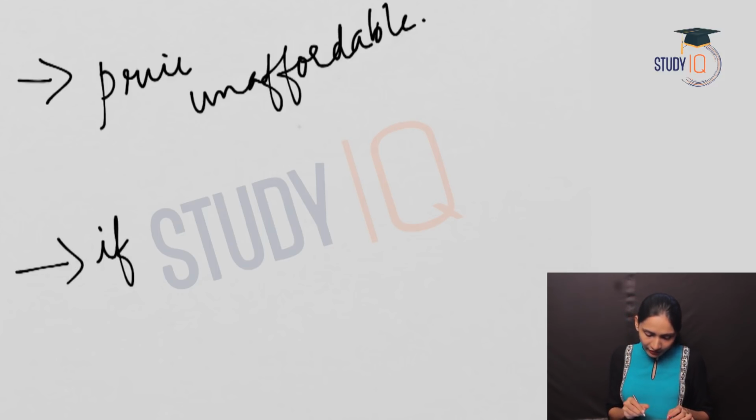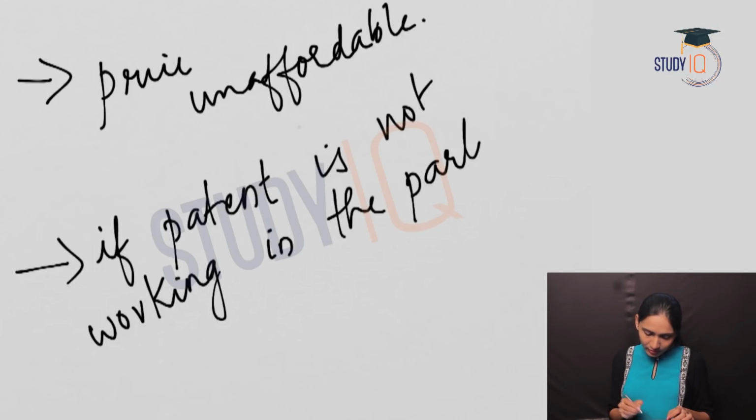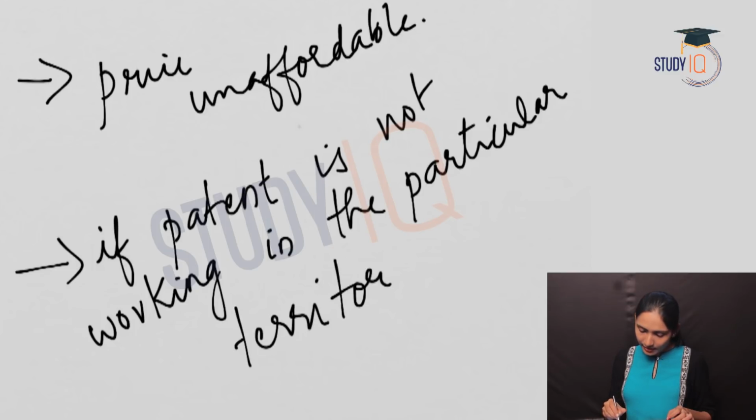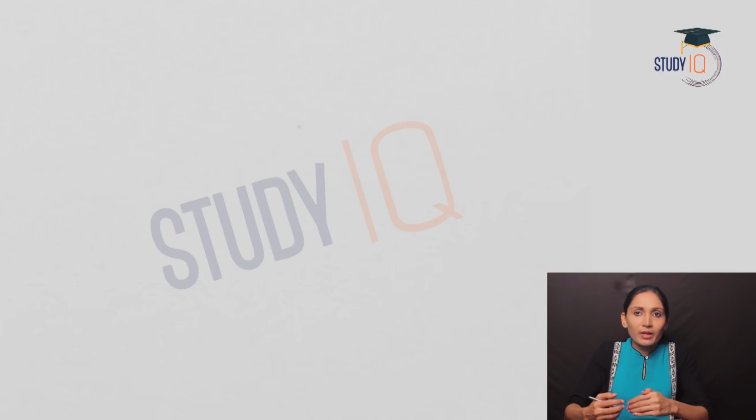So the third condition is if the patent is not working in the particular territory. So these are the three conditions under which the government can issue a compulsory licensing to the patent holder. The first one being if reasonable requirement of the public is not met by the patented product. The second one, if the prices become unaffordable for the public. And the third one, if the patent is not working in that particular territory. If any of these three conditions are met, the government can issue a compulsory licensing to the patent holder. Hope this is clear for you.